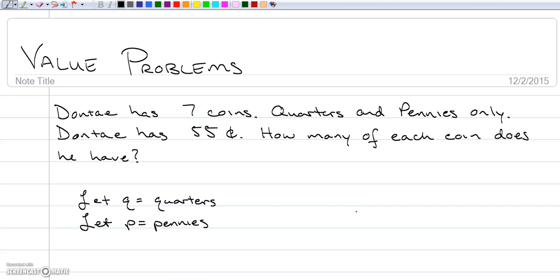Do you have an equation that you could possibly use for how many coins he has? Just the total number of coins, not even worried about how much they're worth, right? You say it has to be 7. So Q plus P equals 7. Exactly. That's the same problem that you've been doing. We say the sum of 2 numbers is blank. The total amount of coins is 7.